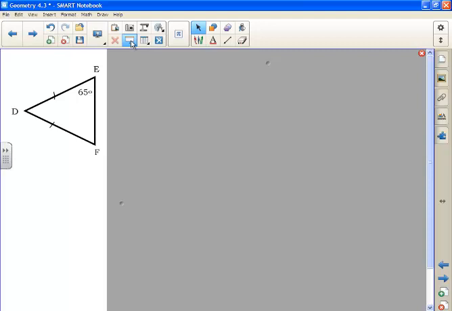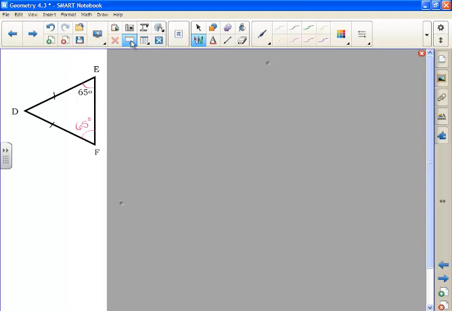So the triangle sum theorem, we know that all three angles have to add up to 180 degrees, so we'll be using that. And we're also going to use the base angles theorem. So we have an isosceles triangle. Remember, that's what those two marks mean. And so let's start with the triangle sum theorem.